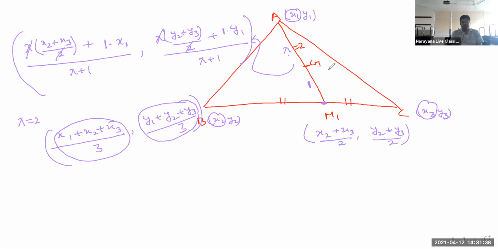Got it? So G divides any median in ratio 2:1, in which the longer side is towards the vertex and the shorter side is towards the midpoint of the opposite side. And the coordinate of the centroid of any triangle is given by x1 plus x2 plus x3 by 3, comma, y1 plus y2 plus y3 by 3. So you have to learn this formula. Got it? Everyone? Understood?